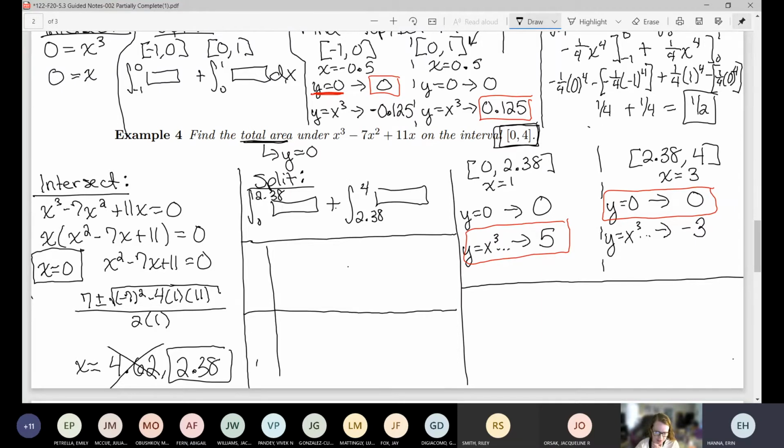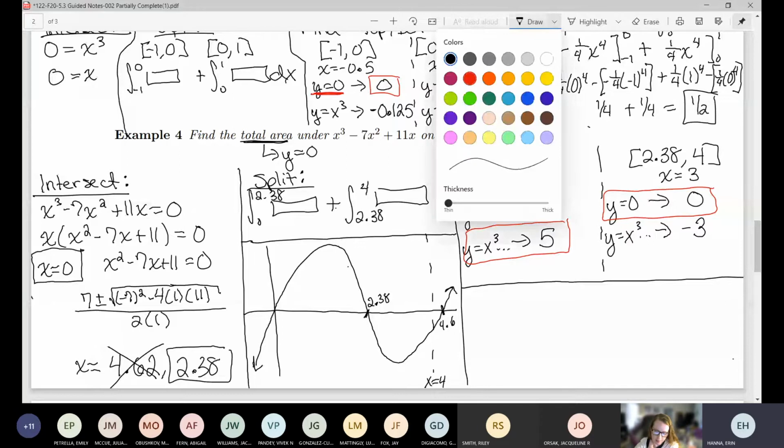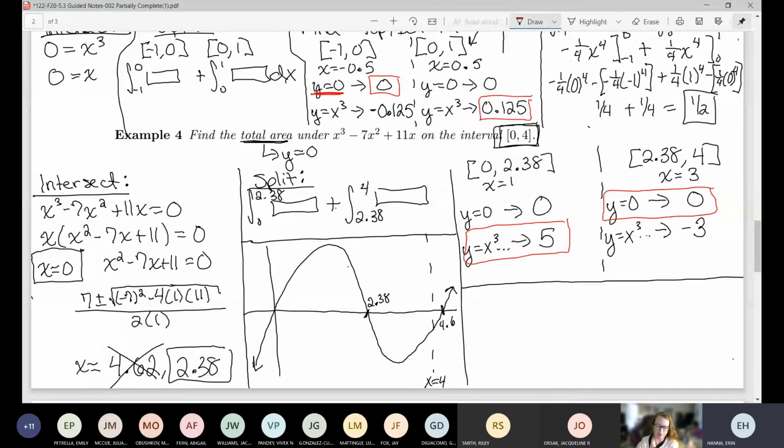So the other way we can do it is we can look at the graph, which looks something like this. And essentially, this is going to be the 4.6 number, and this is going to be the 2.38. So 4 is going to block us off right there. So that's where we're going to stop our interval. And now we're comparing that function with the x-axis. So which one's on top?